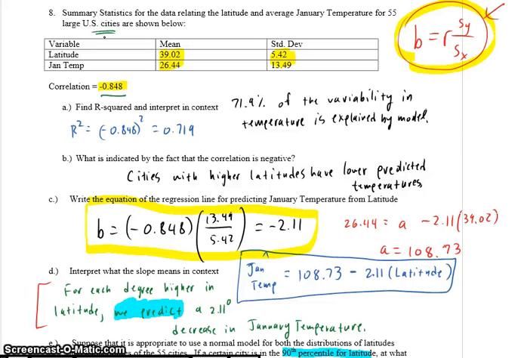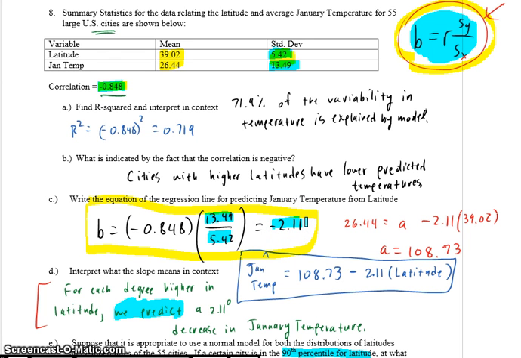C has us write the equation of the regression line. We're given the summary data. We're not given the data. We're not given the Minitab output. If I look at this equation right here, this is how we will find the slope here. So I'm just going to plug in the values that I'm given. 0.848 is the correlation. The standard deviation of y, well, we're predicting the January temperature, so that y is the January temperature, so that's where the 13.49 comes from, and x is 5.542, the standard deviation. So we plug in and we get negative 2.11.